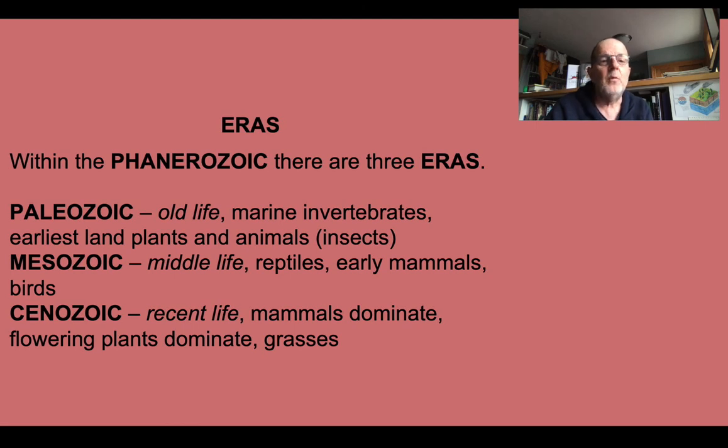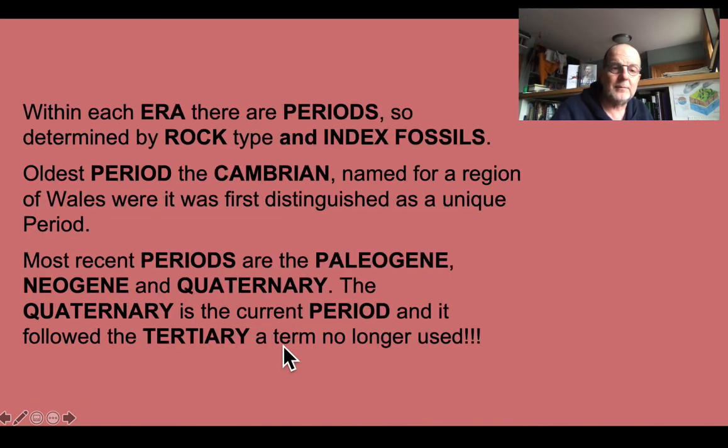Eras. Within the Phanerozoic, there are 3 eras. Paleozoic, old life: marine invertebrates, earliest land plants and animals, insects. Mesozoic, middle life: reptiles, early mammals, birds. Cenozoic, recent life: mammals dominate, flowering plants dominate, grasses.